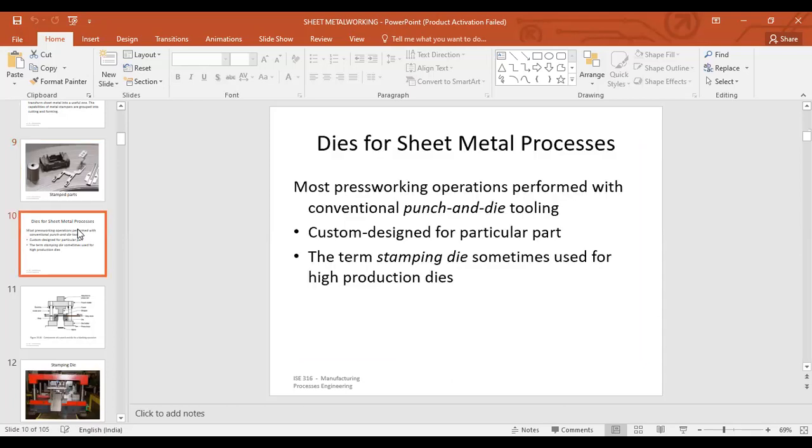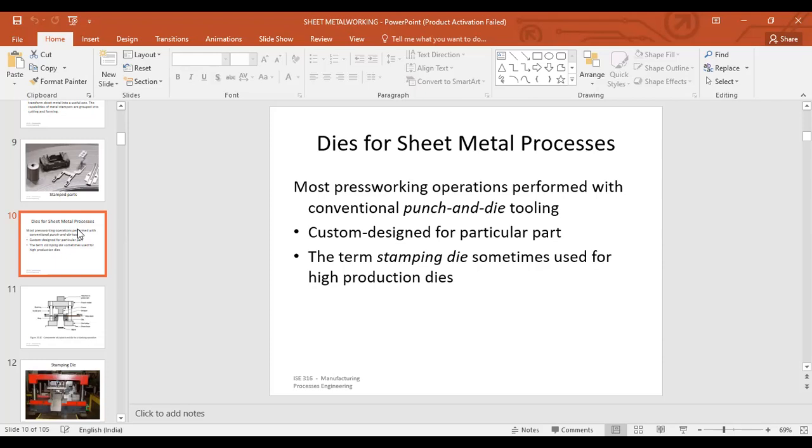As for the dies for sheet metal processes, most press working operations are performed with conventional punch and die tooling, right? So you have a punch, you have a die, because to be able to form that sheet metal, you need to have some tools. The equipment consists basically of punch and dies as the primary tooling. Conventional punch and die tooling is what we have been using for sheet metal, custom designed for a particular part. So if the part is customized, then you have to have the die and a punch specifically made and designed for that particular part.